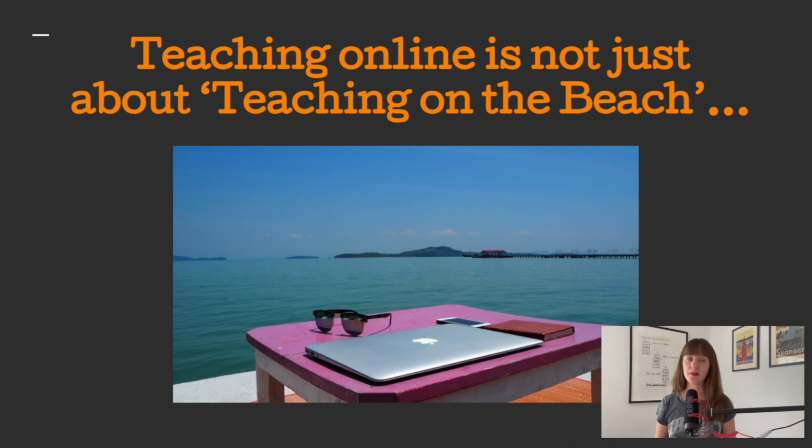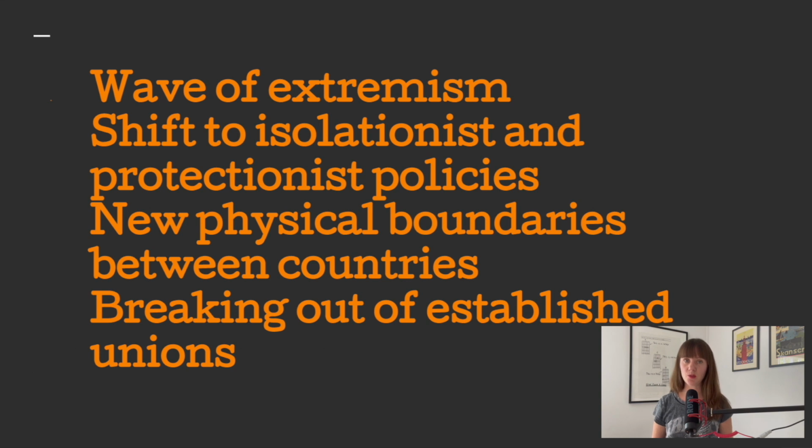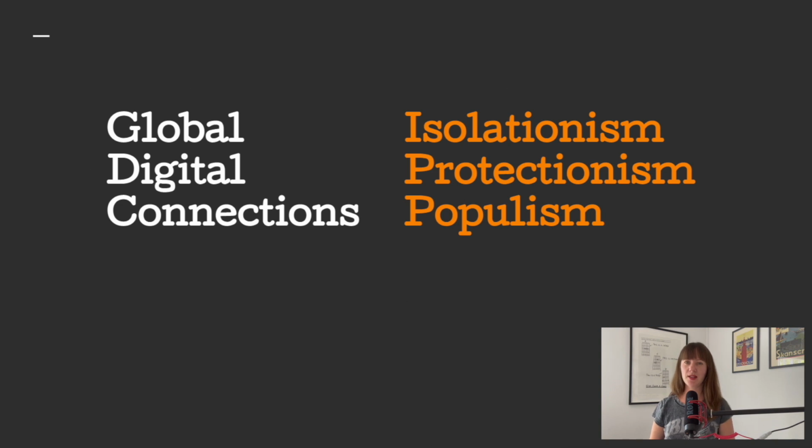Because right now, in many places of the world, and certainly in the Western world, we are seeing waves of extremism. We are seeing a shift to isolationist and protectionist policies. We're also seeing new physical boundaries between different regions, different countries, and we're seeing the breaking out of established unions. And we can see this as a tension between, on the one hand, movements which are around things being global, digital, and connected, and on the other hand, things relating to isolationism, protectionism, and populism.